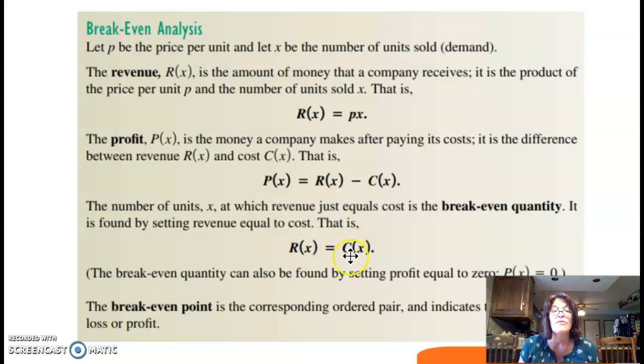So you want to set revenue equal to cost, and you'll find that break-even quantity. You also could find that by setting the profit equal to 0, because since profit is revenue minus cost, you could do it that way as well. The break-even point is the corresponding ordered pair and indicates the point of zero loss or profit.